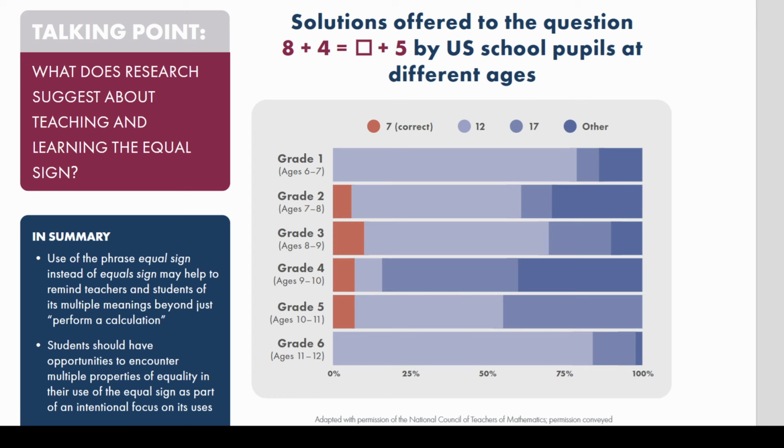Or they put 17 after the equal sign, where they added up all the numbers that they could see. So 8 plus 4 plus 5, and then they put the number 17 there, which is the sum of all of those three numbers. And the biggest significance of that, going back to the previous research that I was talking about, comes when it comes to understanding of algebra.